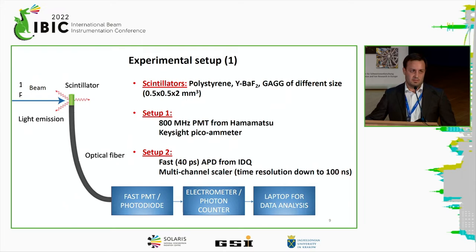Then basically we use two setups. One is a PMT connected to an electrometer, and the other setup is a fast avalanche photodiode connected to a multi-channel scaler. Now the bottleneck of the time resolution of this system is given by the multi-channel scaler, or in general by the photon counter, which is down to 100 nanoseconds, which for medical application is already quite good.